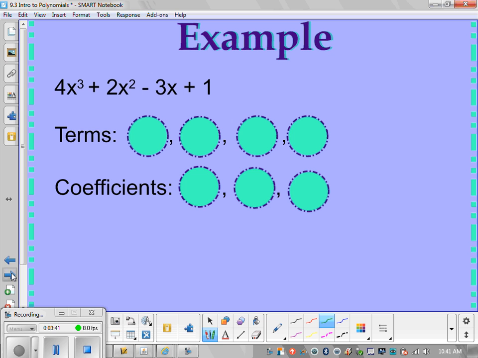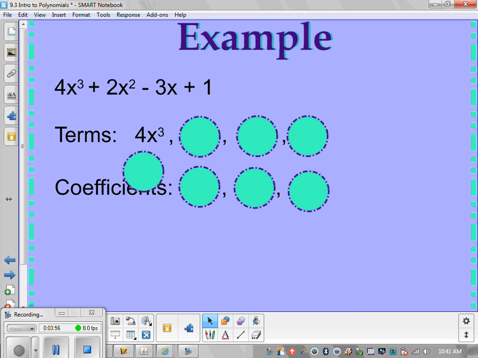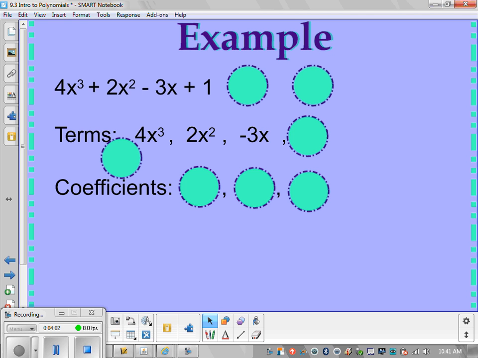So let's look at an example. Basic vocabulary here. When you look at 4x to the 3rd plus 2x squared minus 3x plus 1, can you identify what the 4 separate terms are? Are you able to see that 4x to the 3rd is a term? 2x squared is a term? Negative 3x is a term? And 1, or positive 1, is a term.